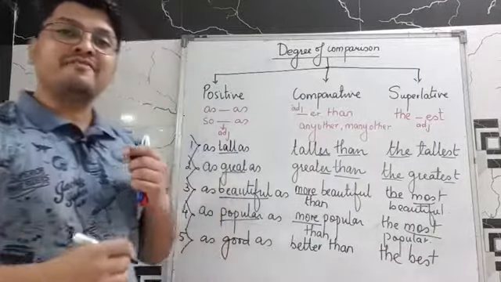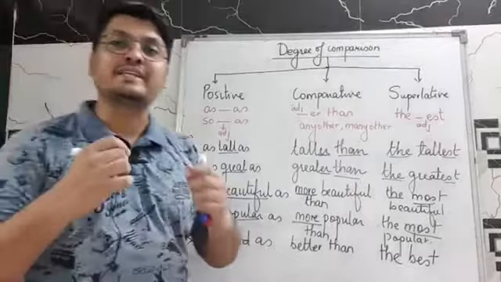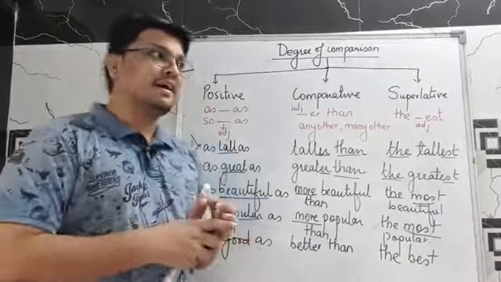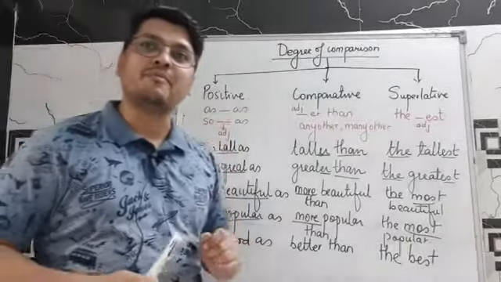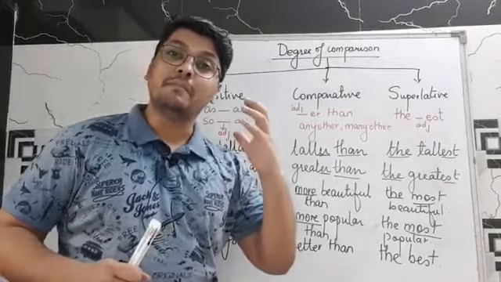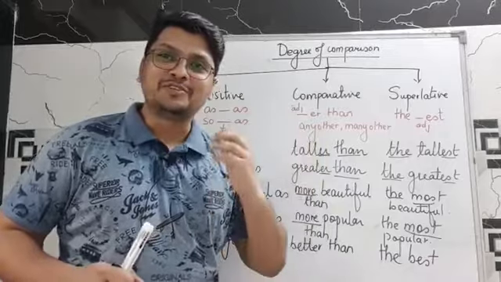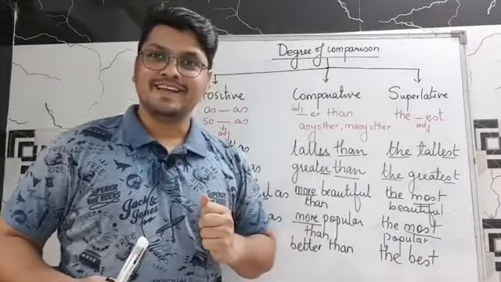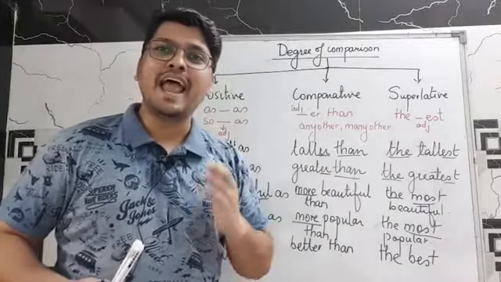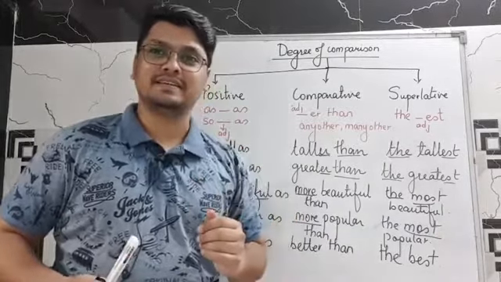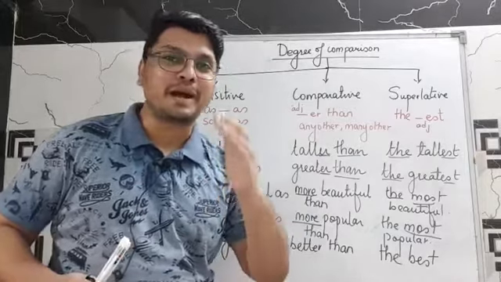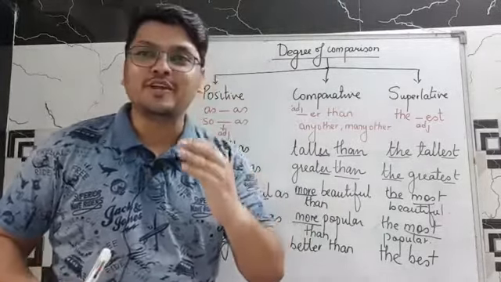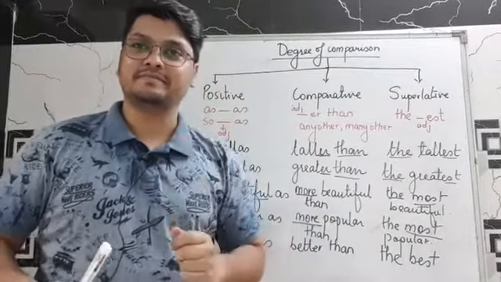So students, we have many more such adjectives like bad, as bad as. So here it will become what? It will become worse than. In superlative it will become the worst. Take another, little, as little as. In comparative it will become less than, and in superlative it will become the least.